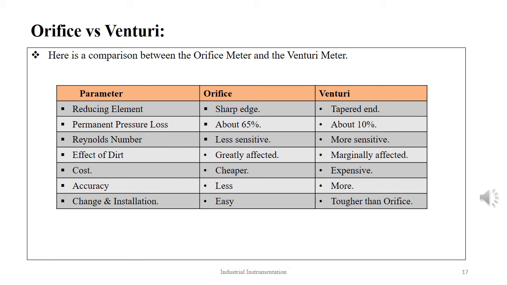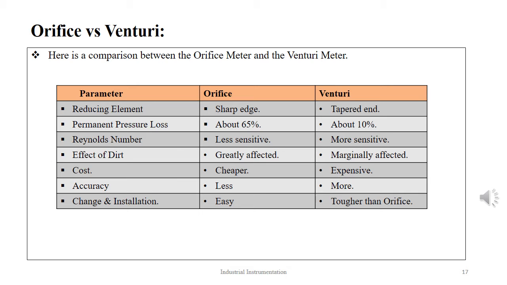Here we hold a comparison between an orifice plate and a Venturi tube. When we talk about the reducing element, the orifice has sharp edges and the Venturi has tapered ones. The permanent pressure loss for an orifice plate is 65% and for a Venturi is only 10%. Regarding the Reynolds number, orifice plates are very less sensitive to it, but Venturi tubes are highly sensitive to Reynolds number.